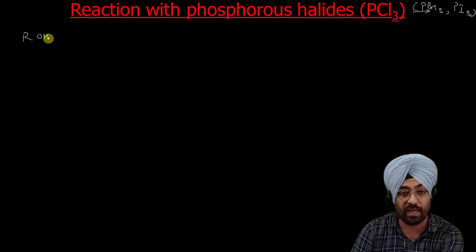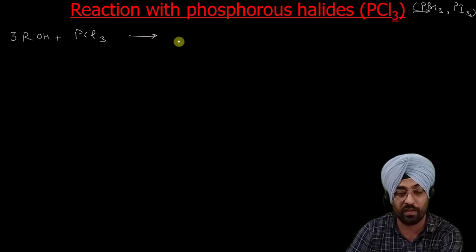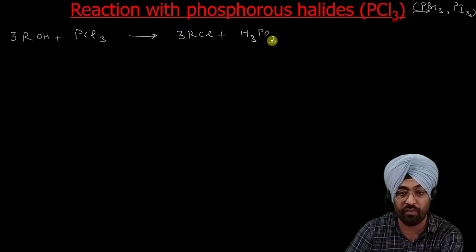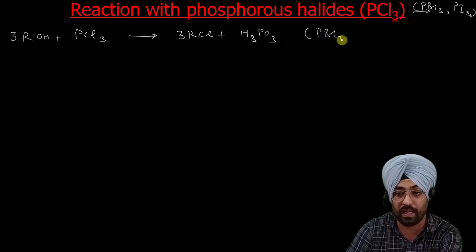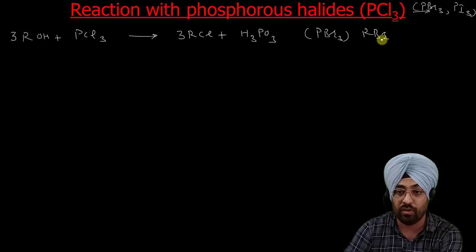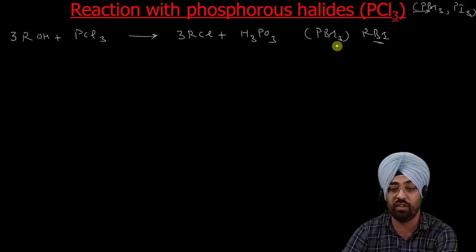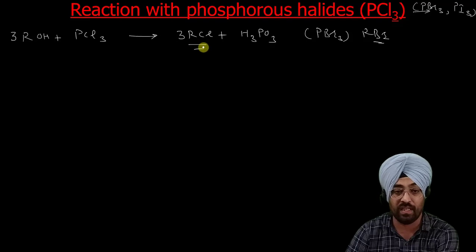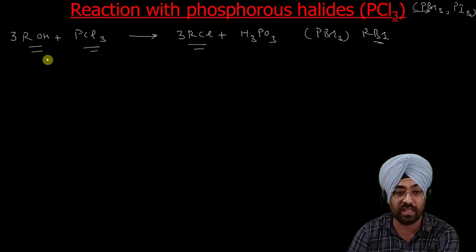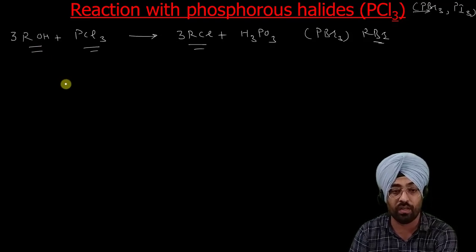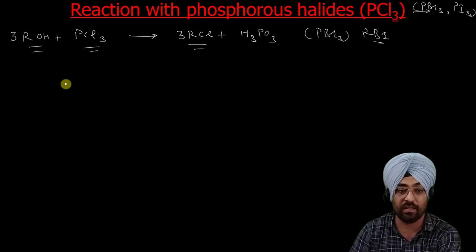First I will write the chemical reaction. What is the chemical reaction if it reacts with PCl3? Now 3 moles of alcohol are used per mole of PCl3, so you get 3RCl plus H3PO3. If we use PBr3, then you will get RBr. Similarly, if you use PI3, you will get RI. So this is the reaction when PCl3 reacts with ROH, and in this reaction there is a cleavage of carbon-oxygen bond.